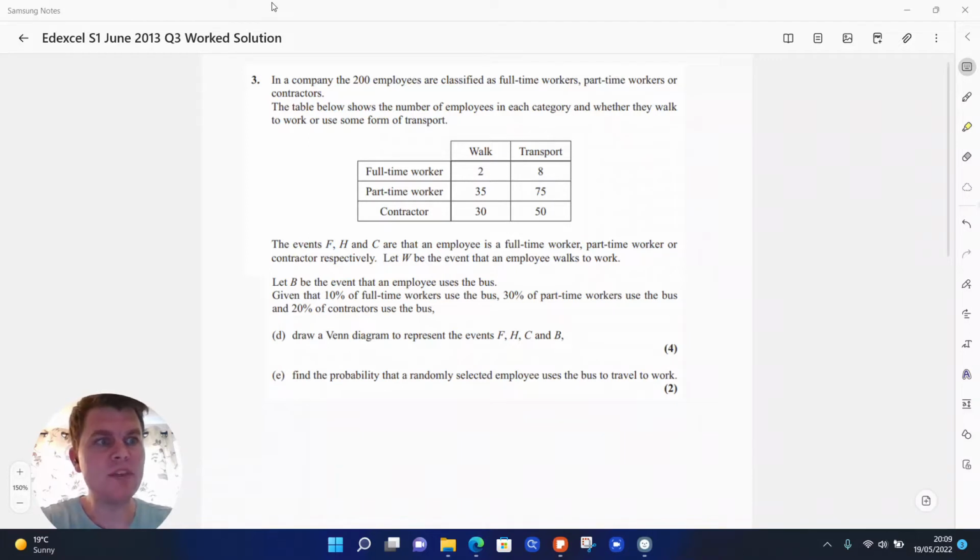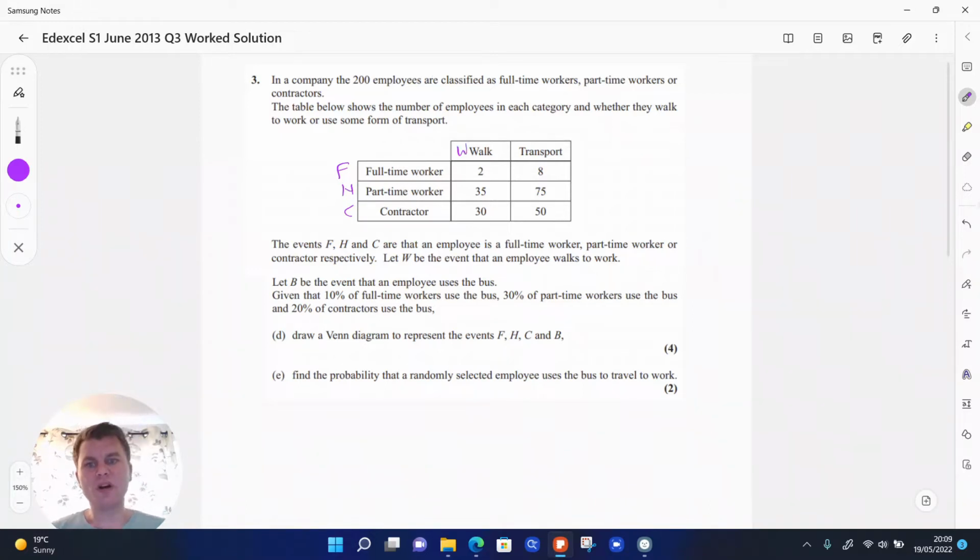So let's mark up the page with the correct letters so that we don't get confused. Okay, so we're having a look. It says that F is a full-time worker, so let's put F next to that one. It says H is a part-time worker and C is a contractor. And then it says let W be the event that the employee walks to work.